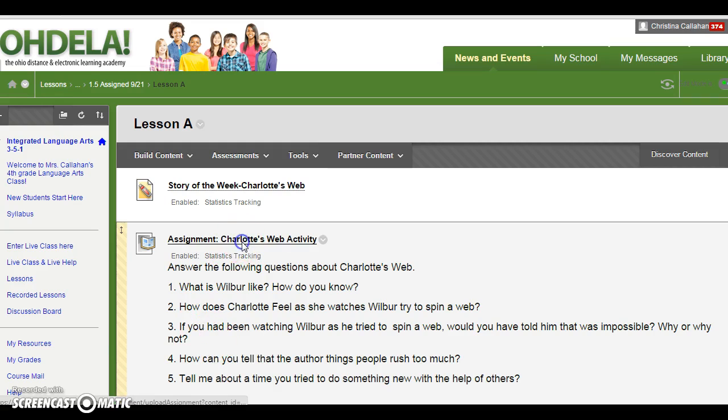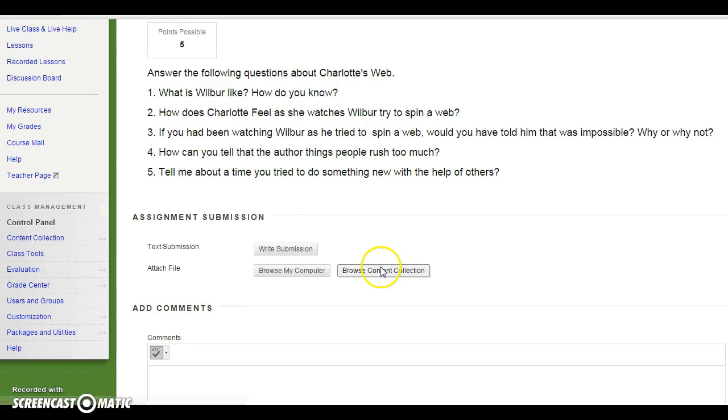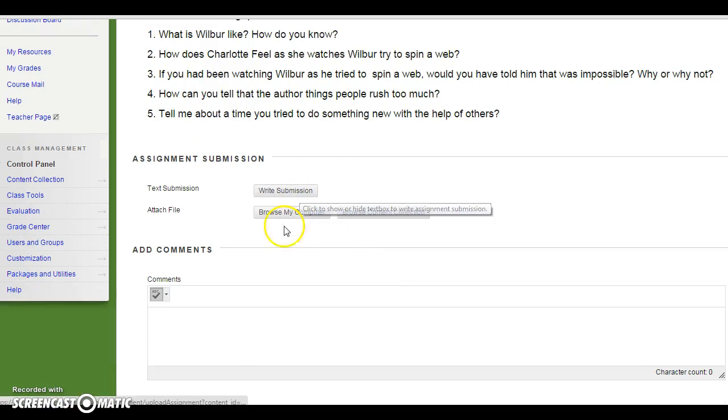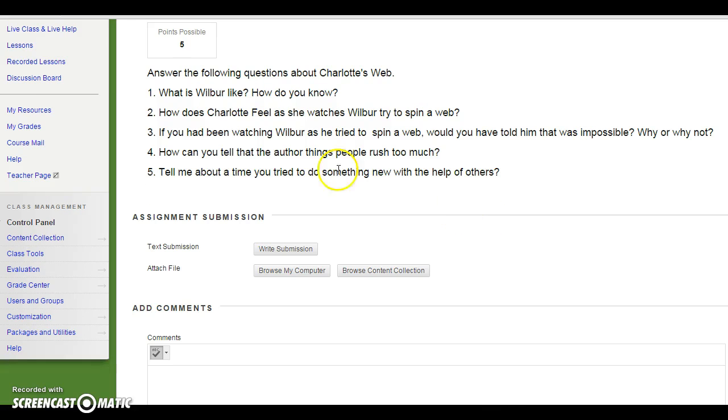So you're going to click on the assignment and you can write submission. You can do comments or write submission. I prefer write submission, but either one will work. You'll answer, what is Wilbur like? How do you know? Again, that's using those inferences, like what did the author put in there to infer that Wilbur is a certain way.